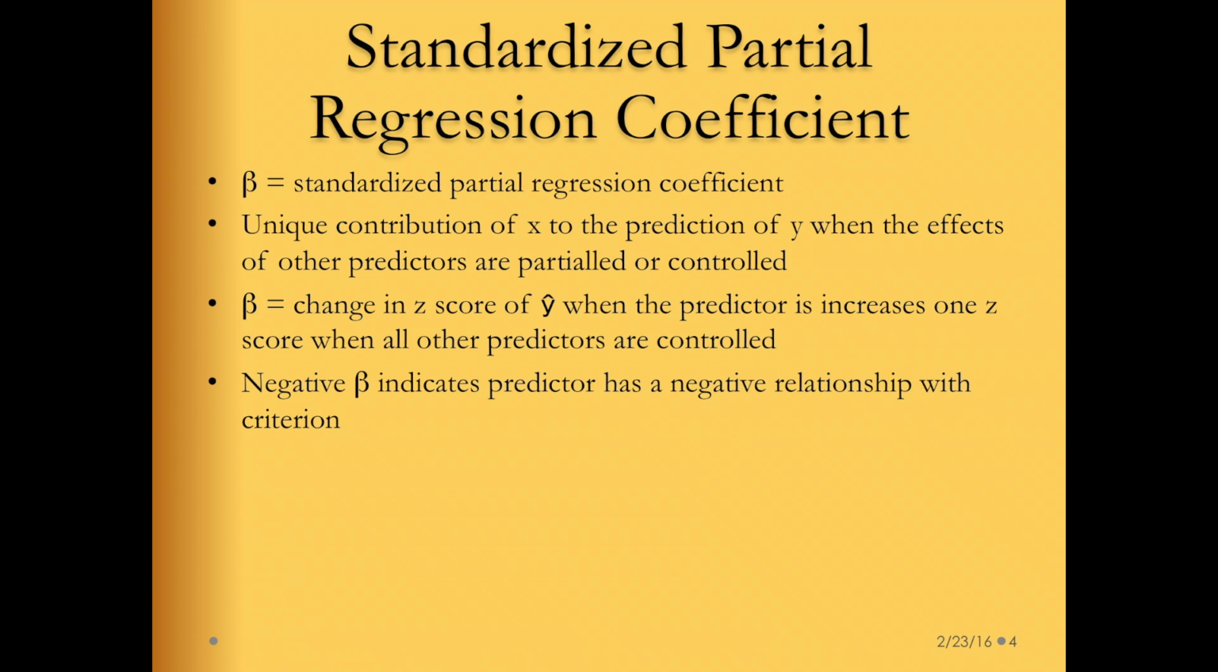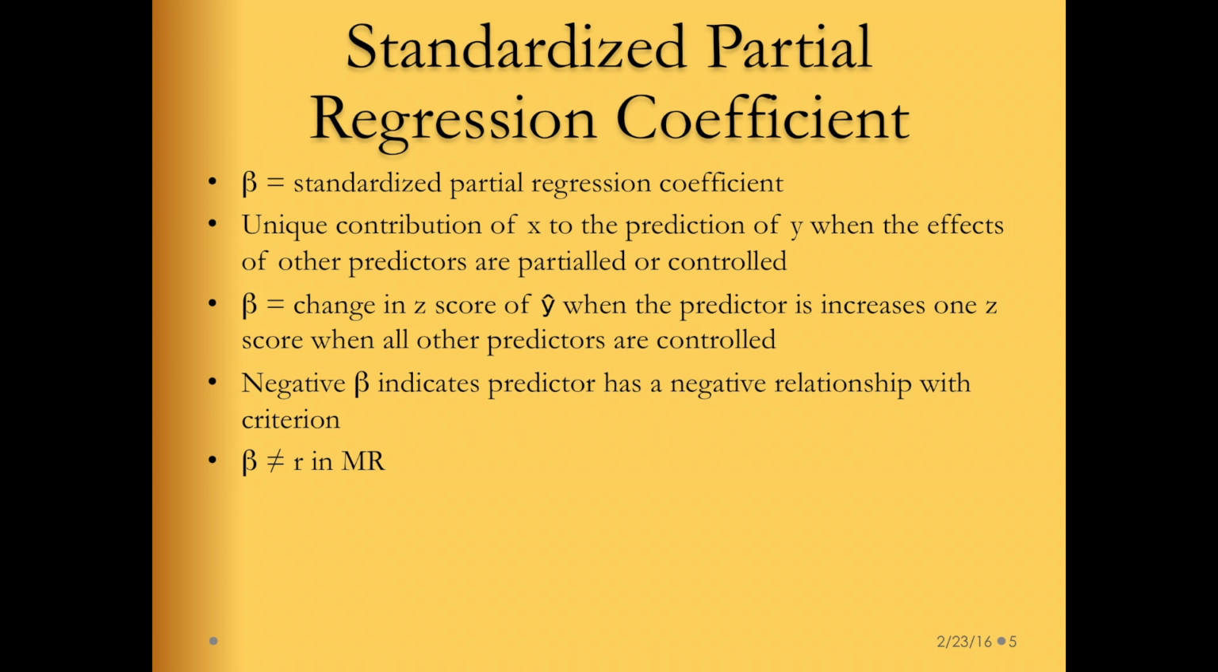A negative beta indicates an inverse relationship between the predictor and the criterion, such that as scores on the predictor increase, scores on the criterion go down. So if the predictor with a negative standardized partial regression coefficient increased one z-score, then the predicted z-score on y would decrease by the value equal to beta.